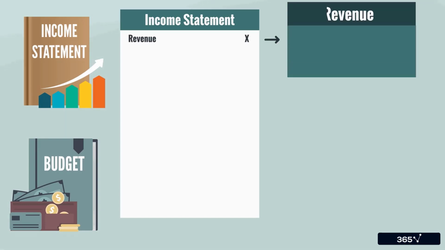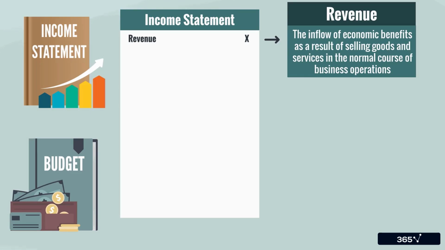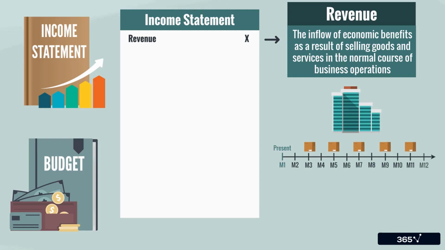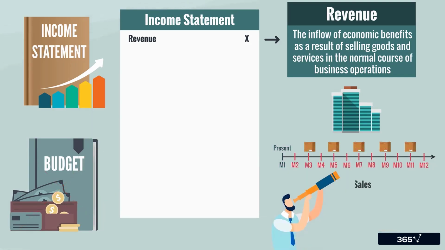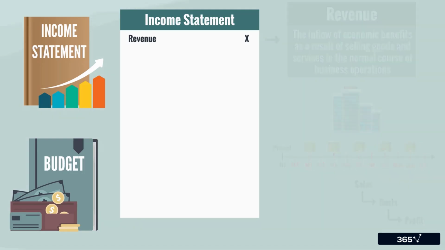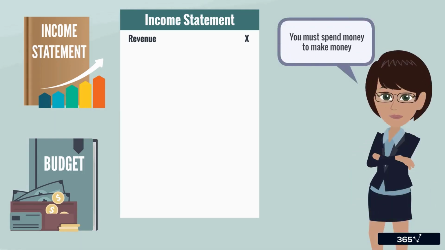By definition, this is the inflow of economic benefits as a result of selling goods and services in the normal course of business operations. In budgeting terms, total revenue is based on the sales that a company expects to generate in the upcoming periods. We all know that revenue is the main profit driver. Without any sales, there would be no point in budgeting the rest of the P&L lines. Having a revenue estimate allows us to project the related production costs and other expenses and calculate how the company's profit will look like.